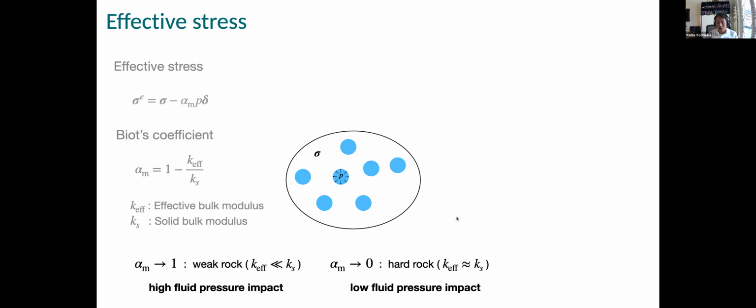On the other hand, for hard rock, or low porosity rock, or very stiff rock, there's not so much difference between the effective bulk modulus and the solid bulk modulus. And in this case, this term is close to 1, so the Biot coefficient approaches 0. So for a low Biot coefficient, fluid pressure doesn't have much impact on stress. Okay, so that's the brief refresher for what the effective stress is.